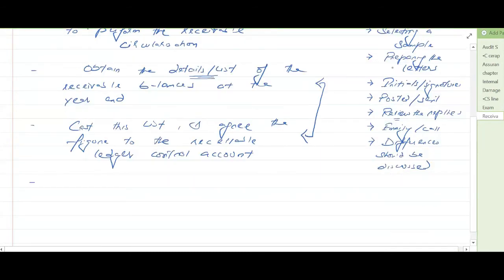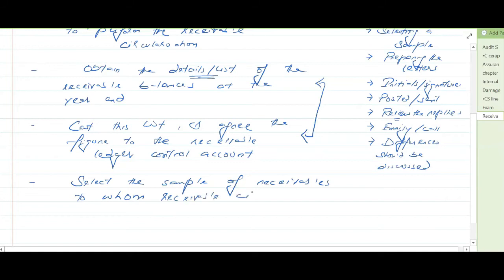Now, the fourth step was to select the sample. Select the sample of receivables to whom receivable circularization will be sent, or those receivables which are going to be part of the receivable circularization, because there can be many receivables. So you need to select on sample basis.